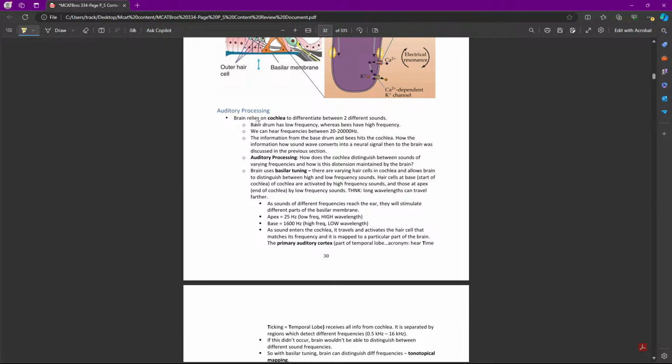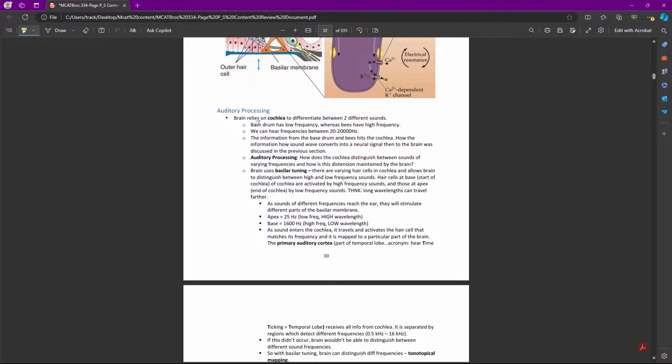Okay, so just talk about what we talked about earlier. So auditory processing. It's the process of how sound waves are converted into a potential signal in the brain. The brain uses basilar tuning. This is what I was talking about on the basilar membrane. There are varying hair cells in the cochlea and allow the brain to distinguish between high and low. Hair cells at the base of the cochlea are activated by high frequency and those at the apex by the low frequencies.